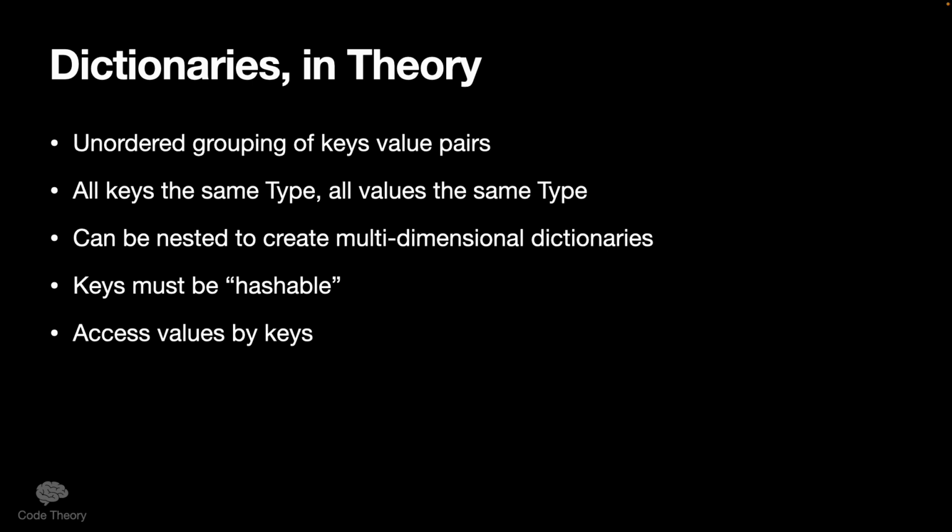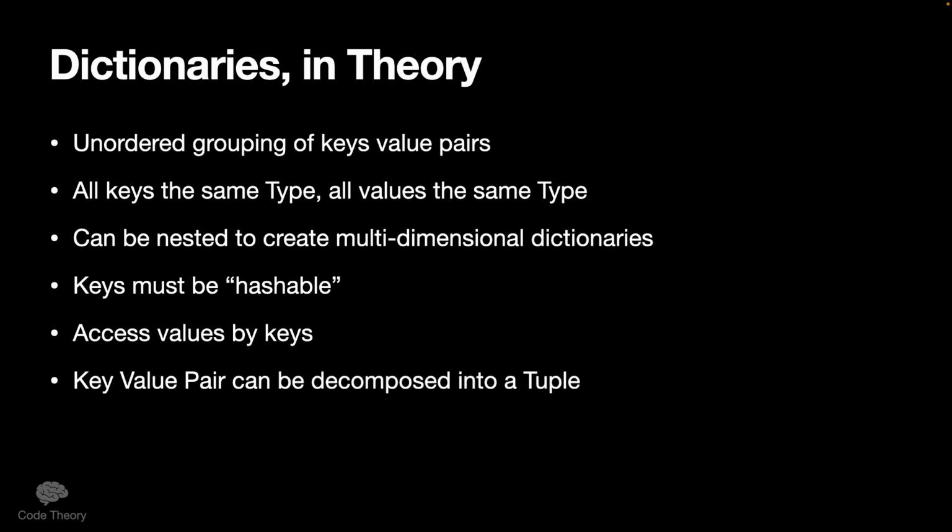When you are trying to access values in the dictionary, you use your keys. So in order to get access to that value 10, you would use the key banana. And dictionaries in Swift have this really cool thing where a key-value pair can be decomposed into a tuple. This is more syntactic sugar, but it lets you very quickly and easily, when you're iterating through a dictionary, have access to both the key and the value for each key-value pair as you iterate through it.